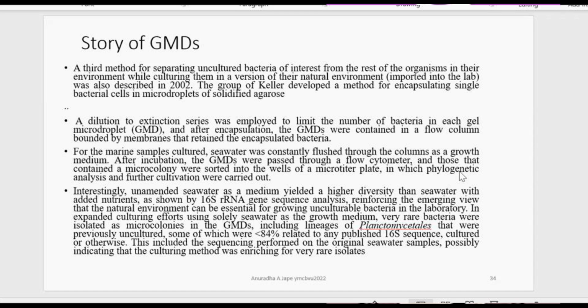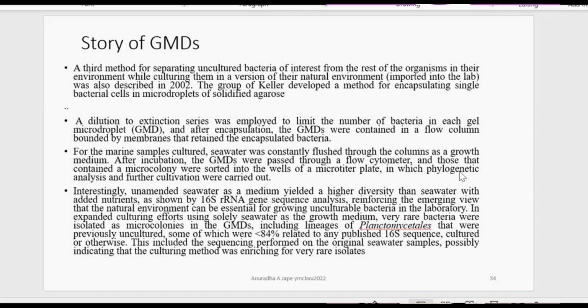Now, when it comes to different approaches for separating and growing uncultured bacteria, the scientists are making various efforts to improvise the developed methods as well as to find the new methods. So we have talked about the diffusion chamber, the trap, right? Mimicking the natural environment in the laboratory.